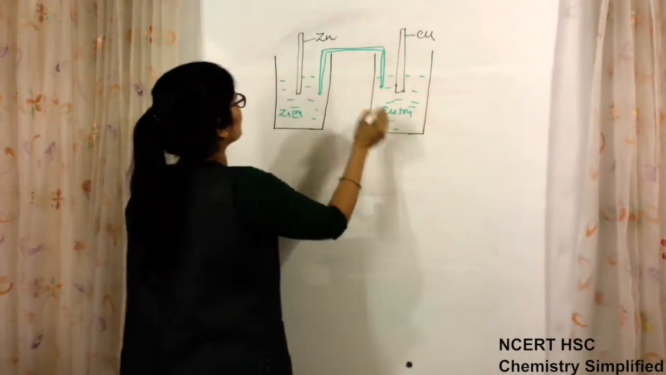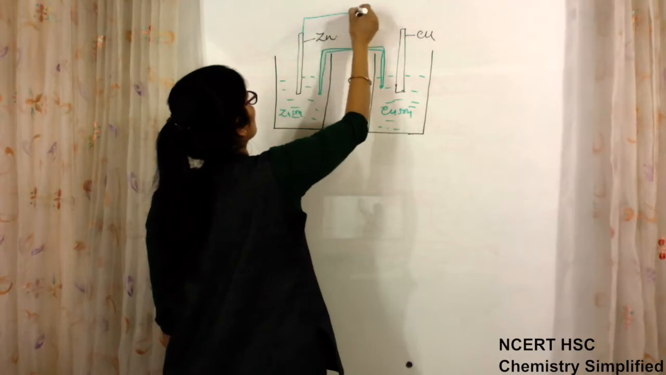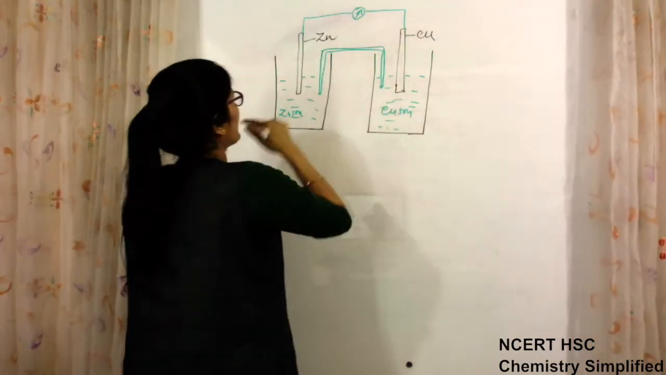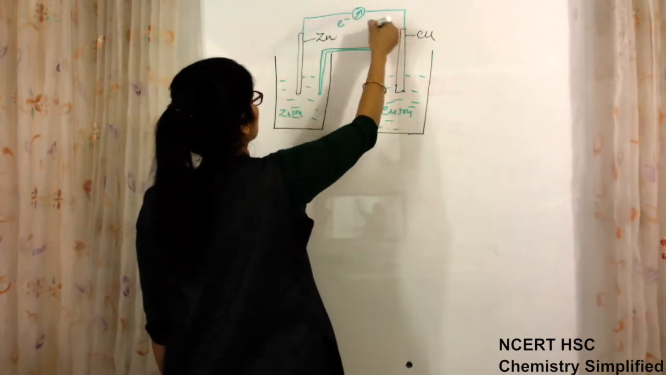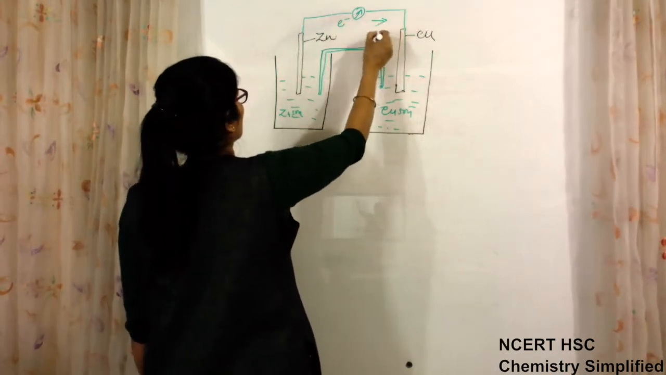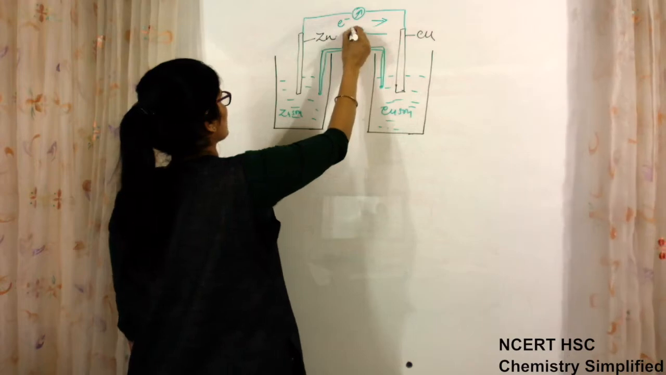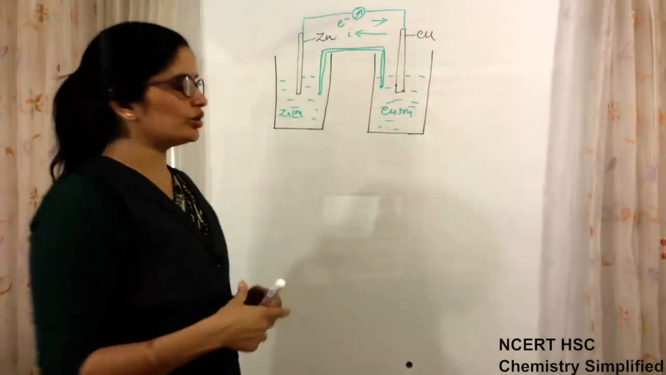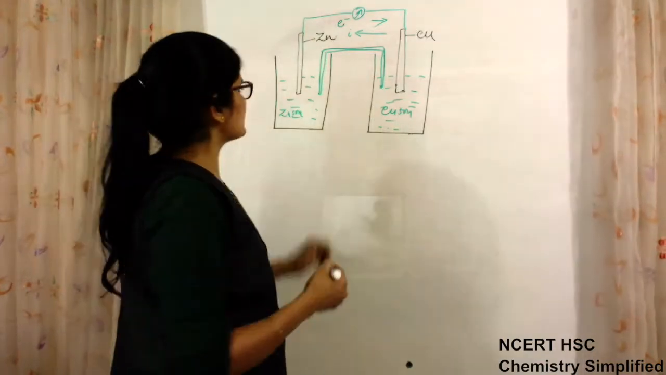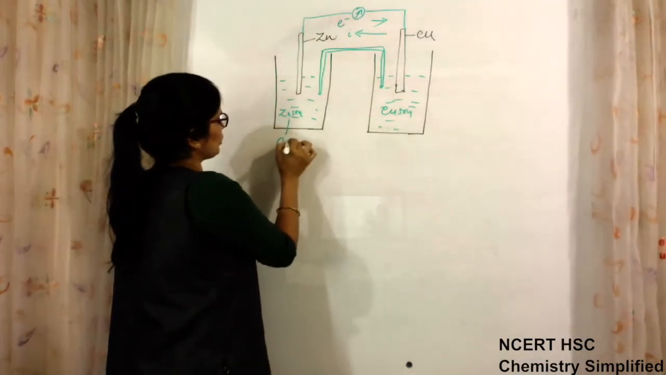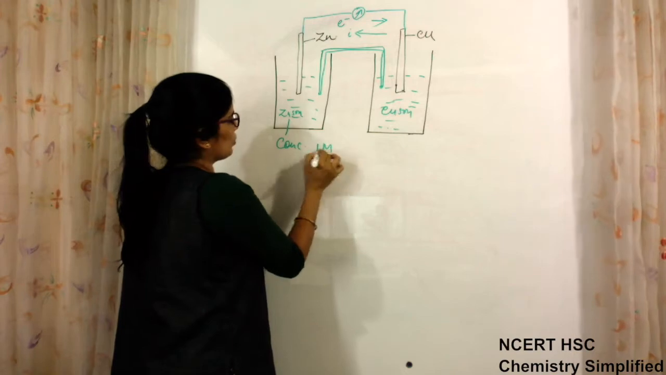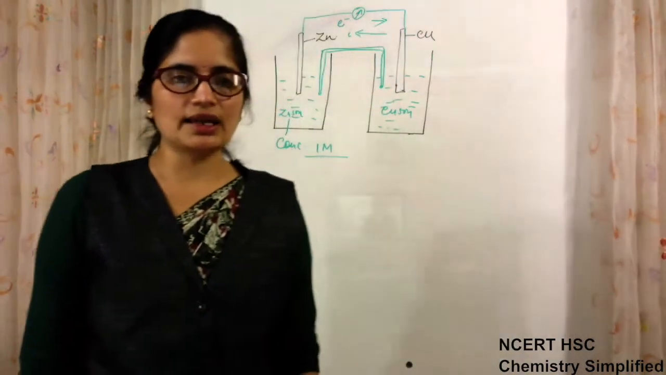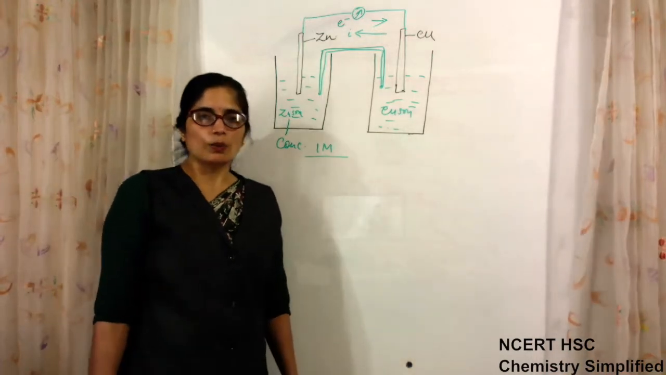And the reaction will take place. Electrons will flow from here to here, and current direction will be opposite to the direction of flow of electrons. This much we had discussed. Now I told you that when we set up this, the concentration is taken as 1 molar. Whenever standard electrode potentials are measured, the concentration is taken as 1 molar.